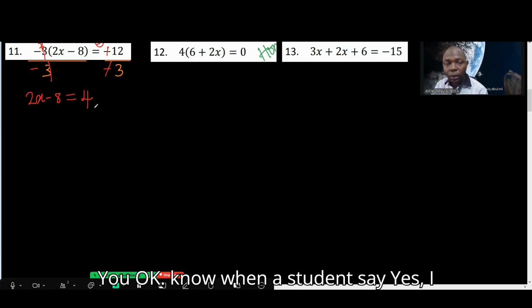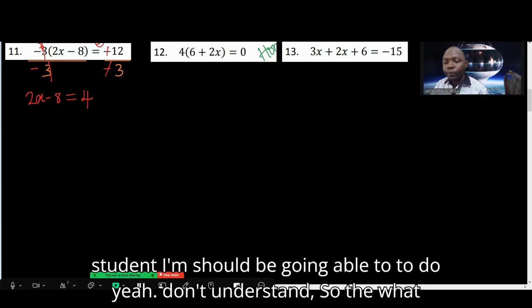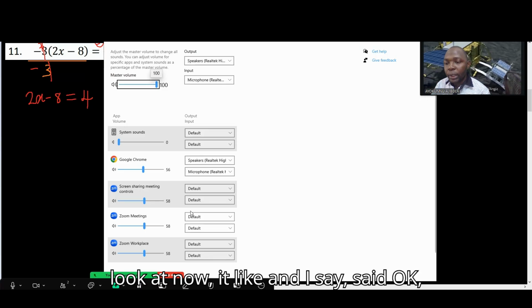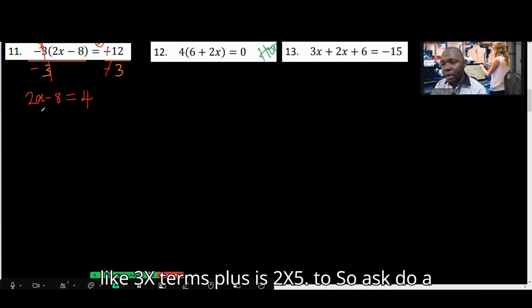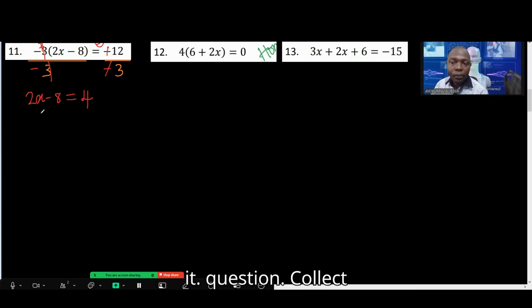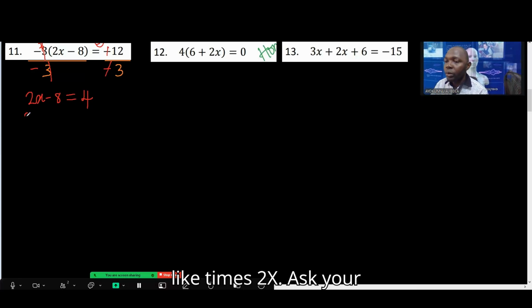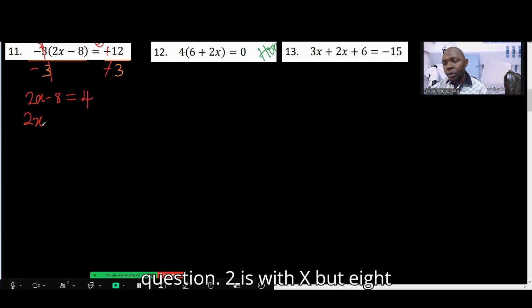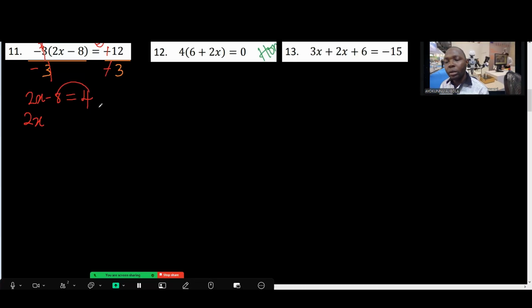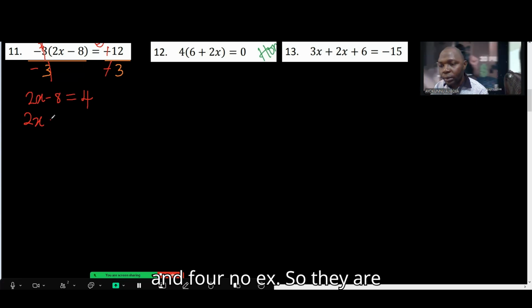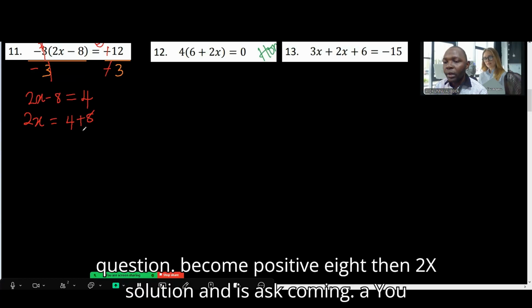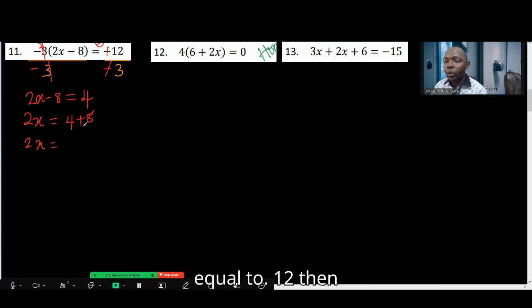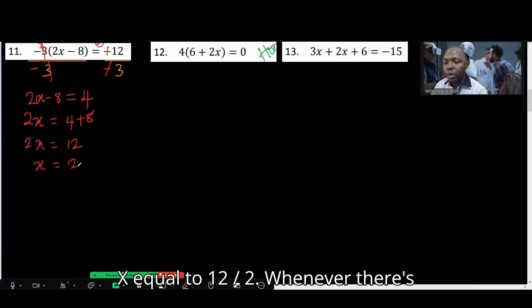Okay? So what I'm going to do now, like I said, is to collect like terms. Is to do what? Collect like terms. Good. 2x, 2 is with x, but 8 and 4, no x. So they are like terms. 4 is outside and 8 is coming, it becomes positive 8. Then 2x equal to 12. Then x equal to 12 over 2.